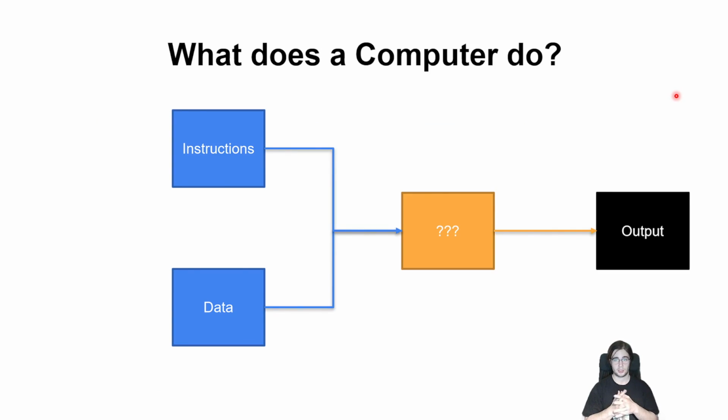Next off, what does a computer even do? We have two things: we have instructions, we have data, and question mark, question mark, question mark, that's our CPU. I did it in question marks because I'm going to be explaining in this whole series how the processor or the CPU even does the things it does. And then you have an output.